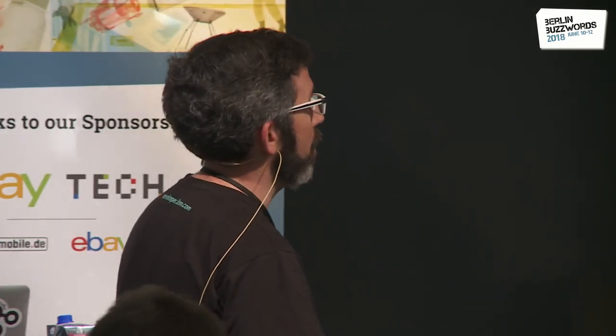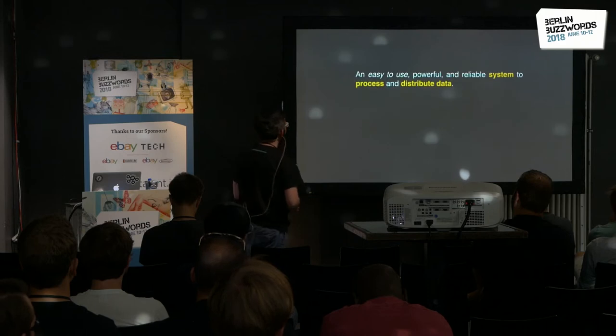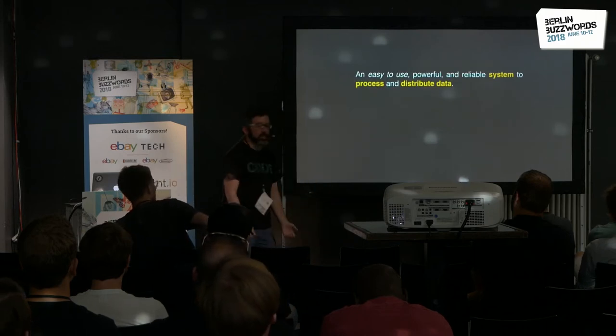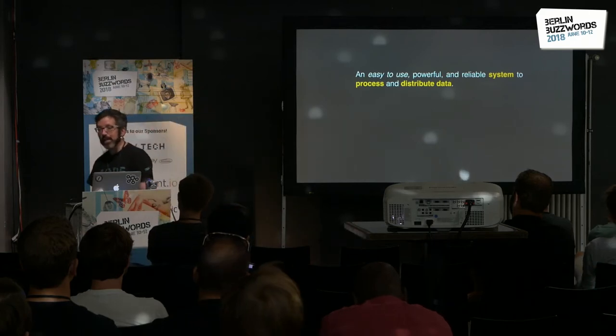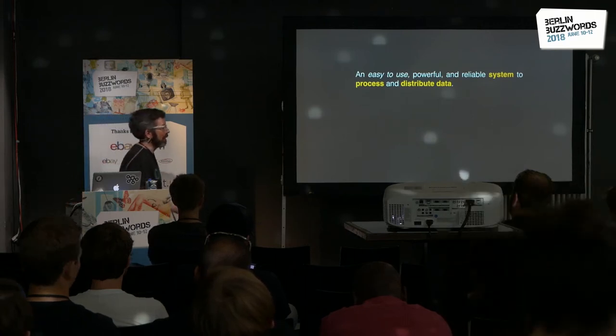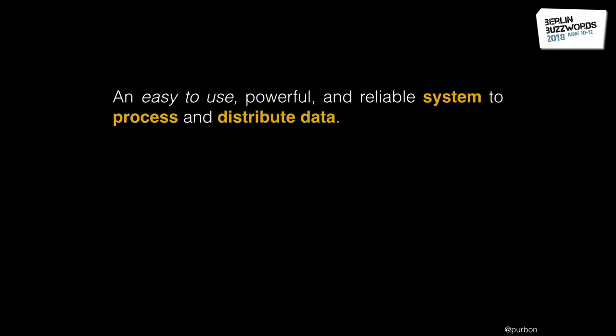So we saw the theory, more or less. Now we're going to see a little bit what Apache NiFi is, so you two can go to sleep. Apache NiFi is an easy-to-use, powerful, and reliable system to process and distribute data. It looks like an ETL, so you can do things like in Kettle, but it's not exactly like this. It would be something like a pipe. It's a system that's very similar to things like Spark, in some sense.